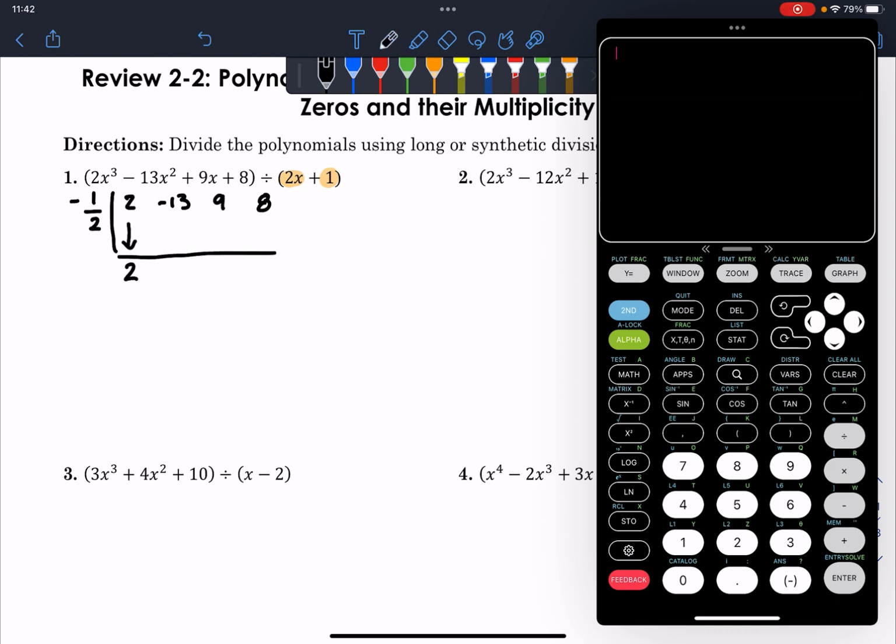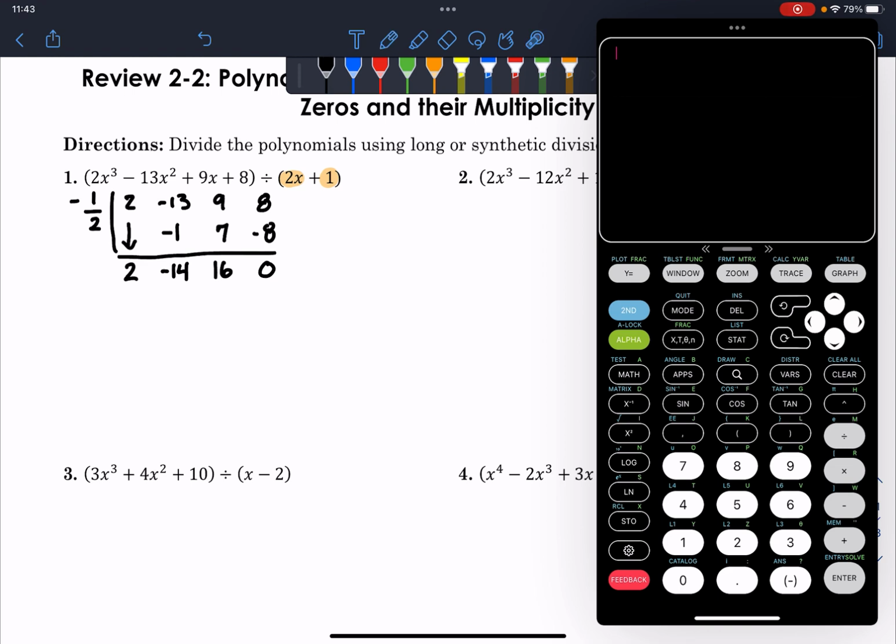Now multiplying, bringing down the 2 and multiplying that with negative 1/2, that's equivalent to negative 1. Negative 1 added to negative 13 adds up to negative 14. Multiplying that number with negative 1/2 is positive 7, which adds up to 16. And multiplying 16 by negative 1/2 is negative 8, which then adds up to 0. So here we have a remainder of 0.